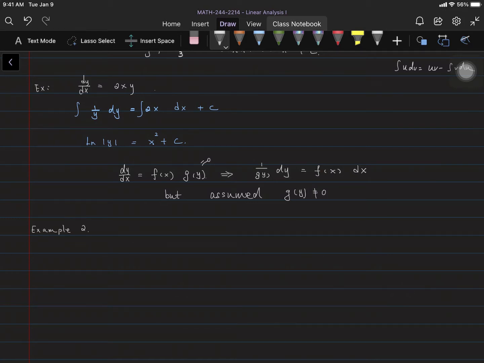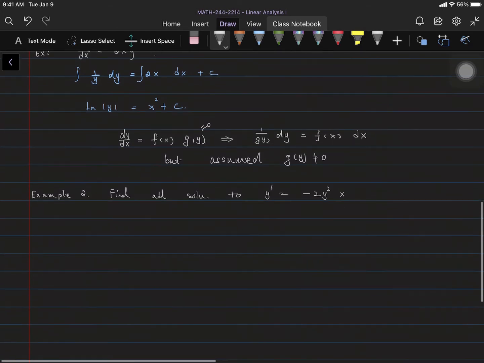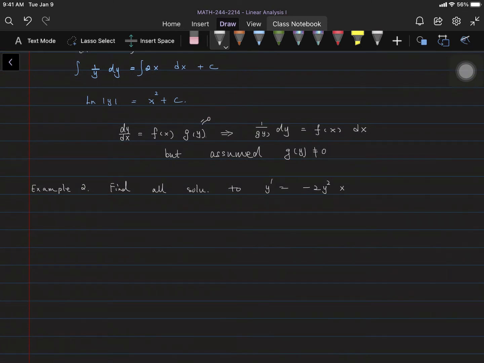Example 2. Find all solutions to this differential equation. Okay, this is similar to our exercise problem actually. First step, this is given by y prime this way, but because we want to separate dx and dy, we like to write the left side y prime as dy dx, because we want to separate, right? So negative 2y squared x.